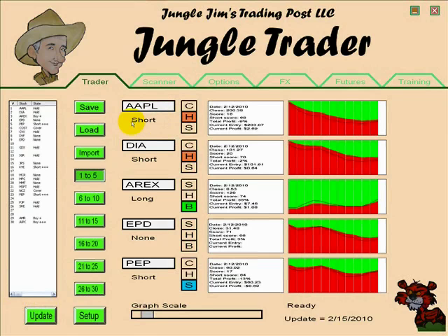Below that, it shows you the current signal the Jungle Trader has issued for that stock. For instance, under Apple, it currently is in a short position. Under AREX, we are currently in a long position. Under EPD, there's currently no position at all, so the trader is waiting for a signal to occur.